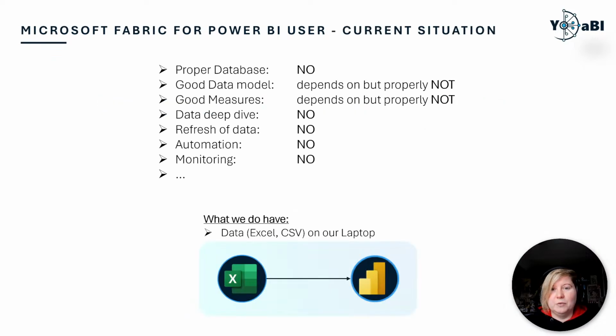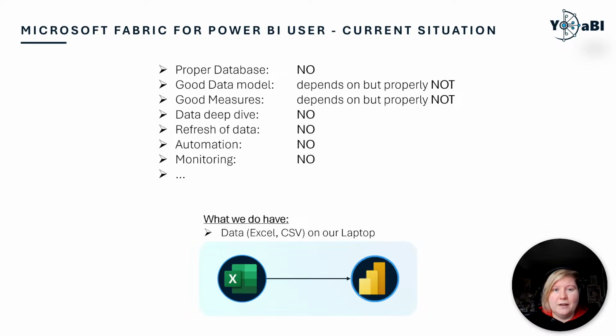Okay. Next thing, the current situation. Normally, if I come into a company and I see the Power BI users struggling, the normal thing is they have no proper database, so they have no database at all. And most times they have a semantic model, so a data set in which they put the data in, and most of the time it's not less data. So sometimes they put so much data in it that it's not performant anymore.